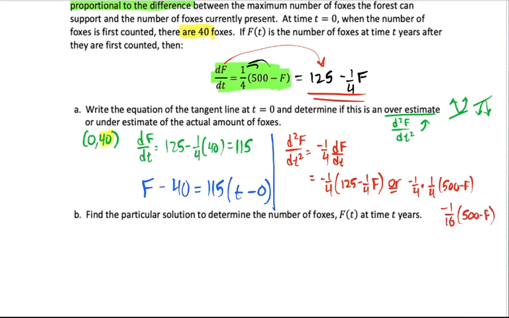So let's think about what happens here, and I know I'm running out of room, I apologize, but let's do it at this 0, 40 point.